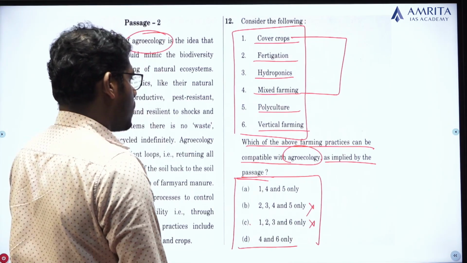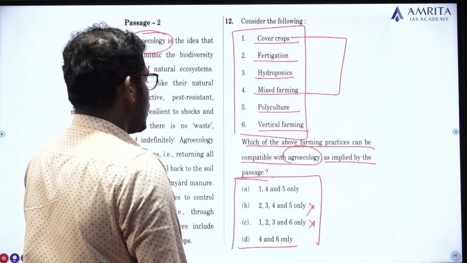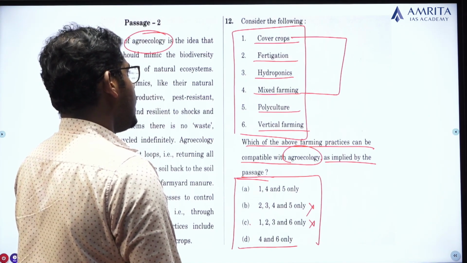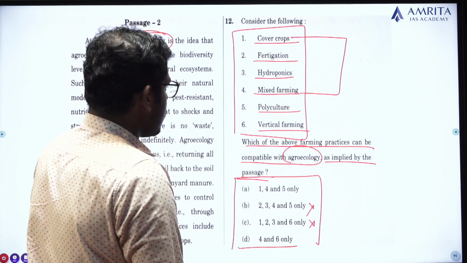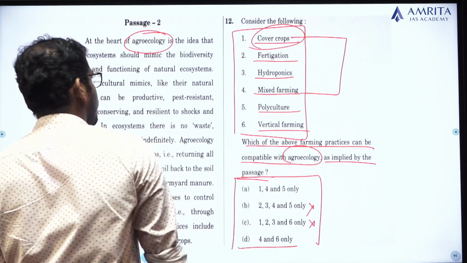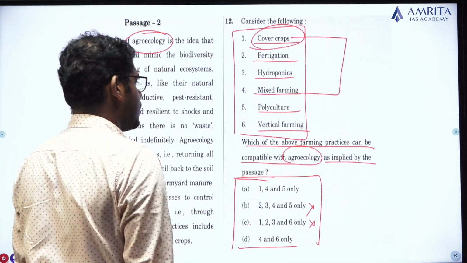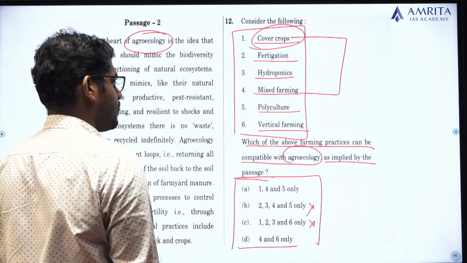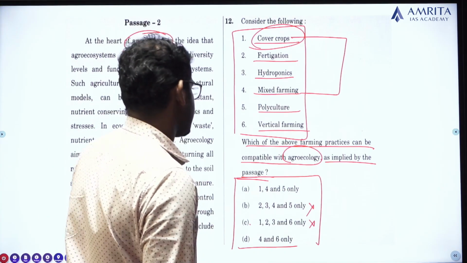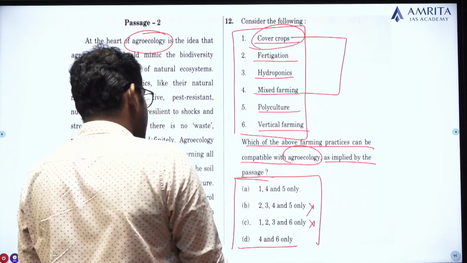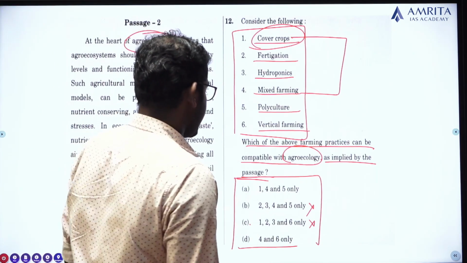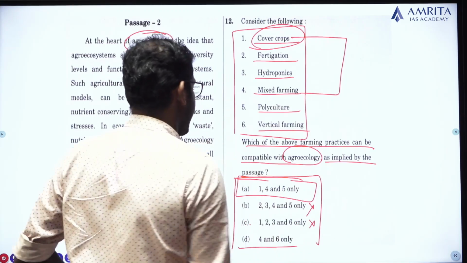Option A is 1, 4, 5. Option D is 4 and 6. Now if I check option 6, it says vertical farming. Comparing the cover crops and vertical farming, I am taking cover crops as the more agroecology concept that can be mentioned in a paragraph. So my intuition is that comparing 1 and 6, 1 can be mentioned in this paragraph if this paragraph deals with agroecology. Then I can straight away move to the answer, that is A, 1, 4, 5.